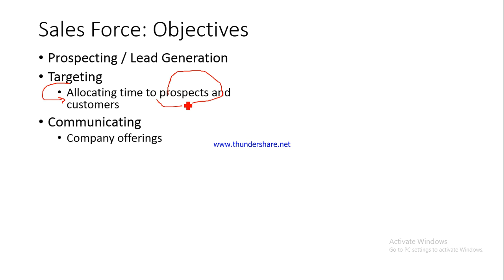Then let's talk about communicating. Now this is one more important objective of the sales force, one important function that the salespeople perform. You would recall from our earlier discussions that I have told you that it's very important for a salesperson to be a good presenter. He should have good presentation skills, because this is how he is going to communicate about the products that he is selling, about the attributes of the products that he is selling, and how his product is much better than the other rival products in the market. So communication is another objective of the sales force.